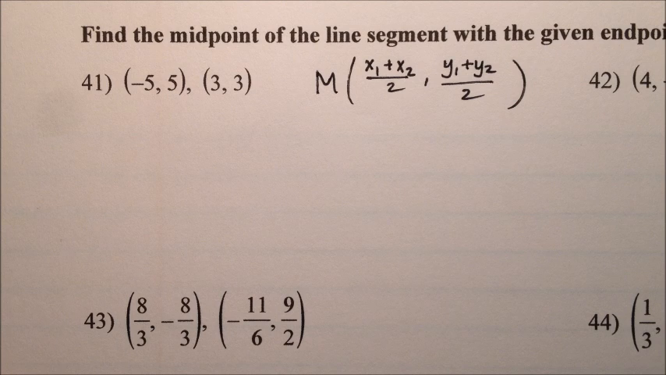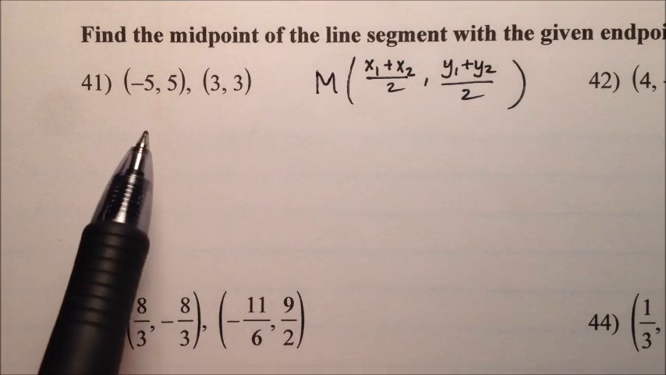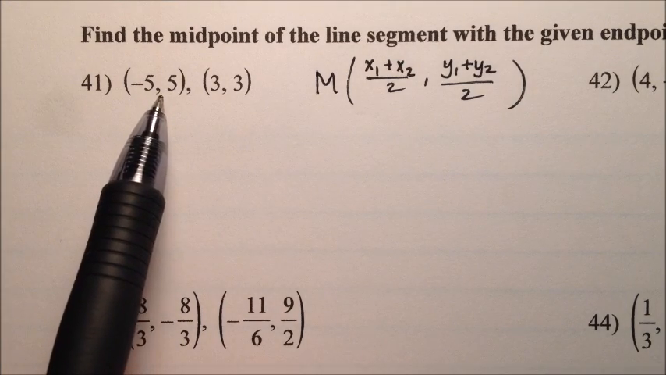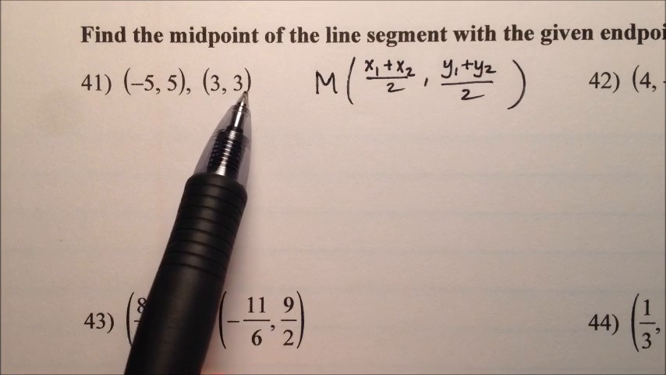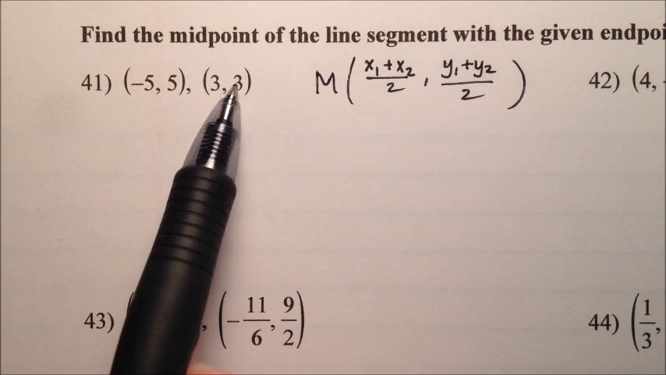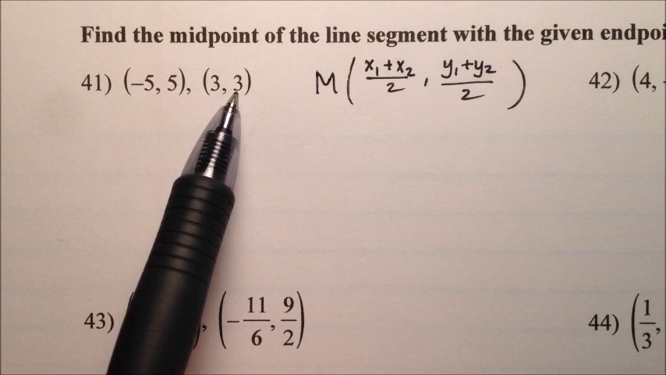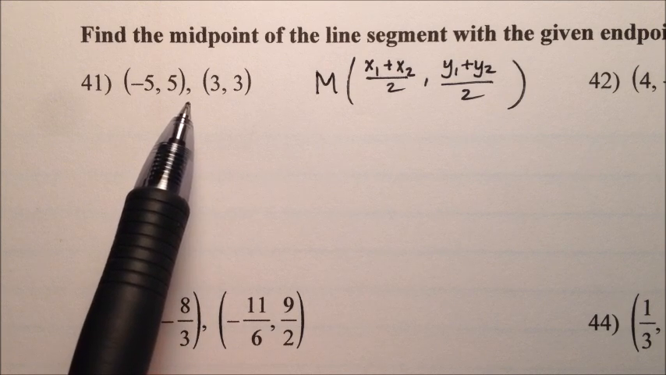In this video, I'm going to look at problems 41 through 44 on the Chapter 2 exam review. In this section, we're to find the midpoint of the line segment with the given endpoints. So in 41, the endpoints are negative 5, 5 and 3, 3. So we have these two ordered pairs, and there's a line segment between them, and we want to find the middle of that.